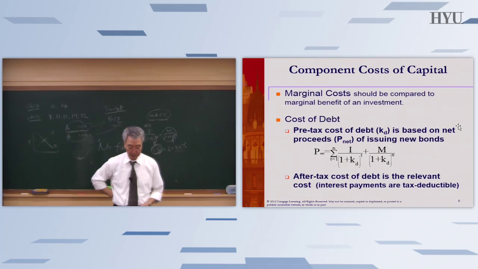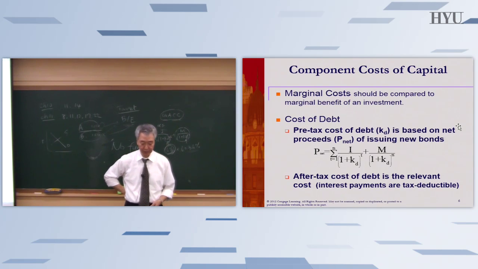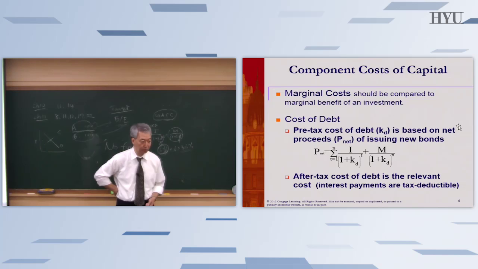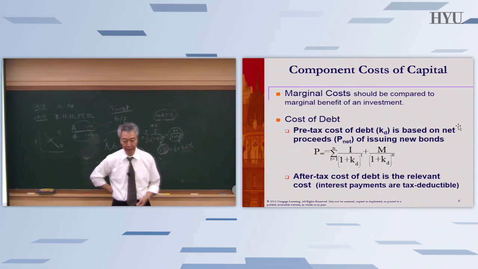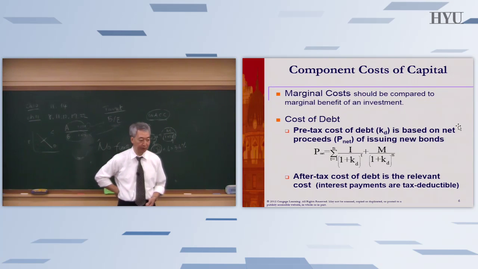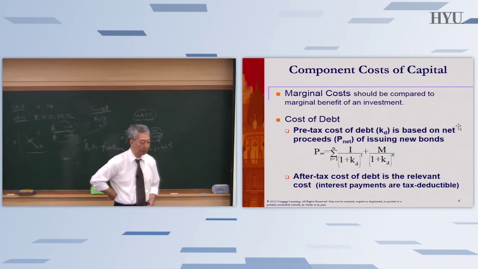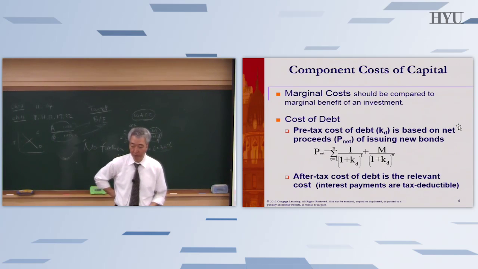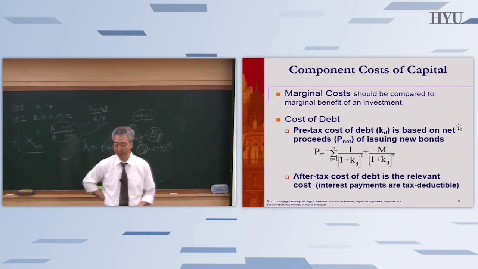Marginal cost should be compared to the marginal benefit of an investment. Right? It's always the same thing. We talk about the marginal cost to the marginal benefit instead of comparing the total cost to the total benefit. You understand that concept, right? What's important is marginal cost and marginal return, or marginal revenue, or marginal benefit.